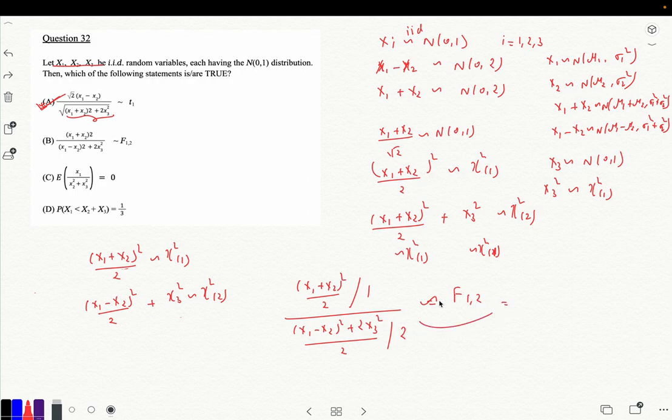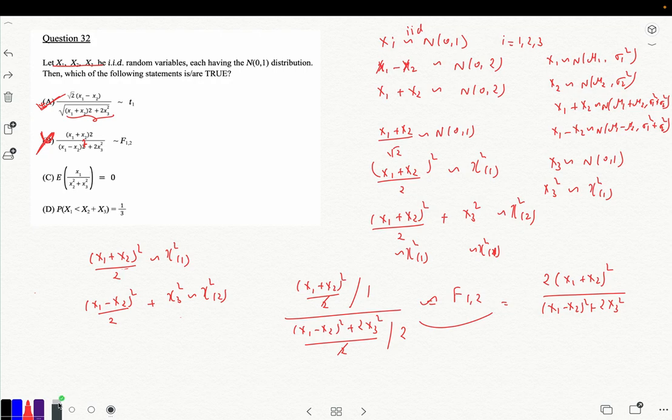Now let me check whether these functions are the same or not. This 2 and 2 would cancel out, and what we are having is twice of x1 plus x2's whole square upon x1 minus x2's whole square plus twice of x3 square. So we are not having the constant 2 that is required to form this as f of 1 comma 2. So this is not exactly the same function that we are forming, and yes, that is incorrect.